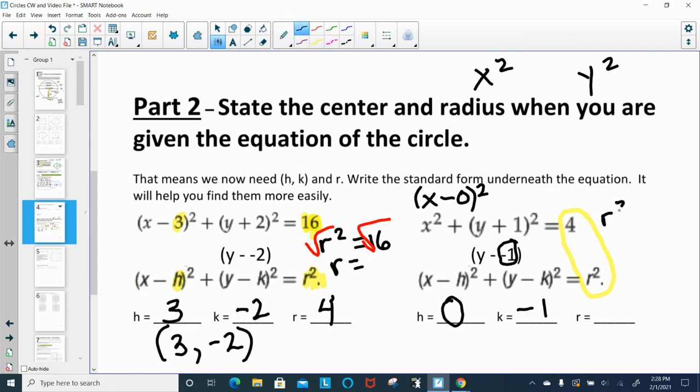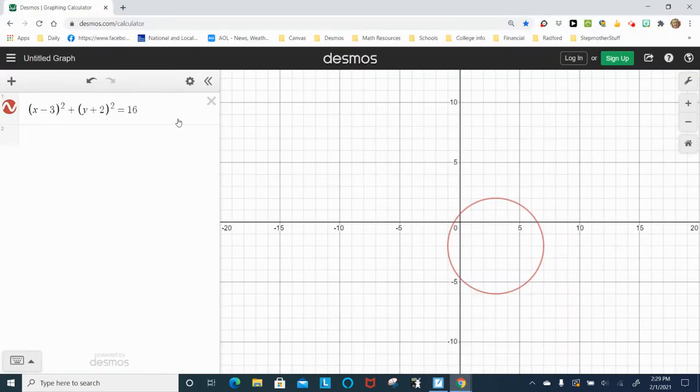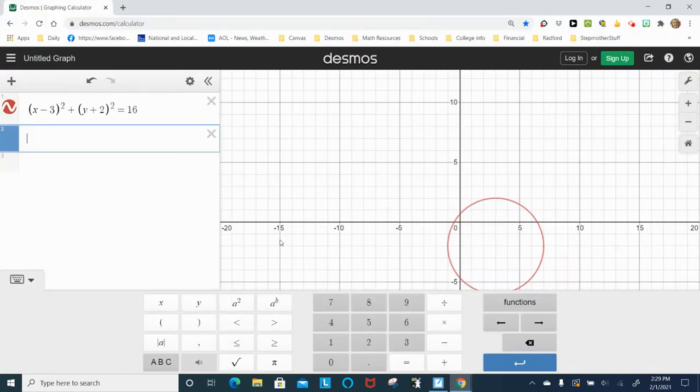Now, the last thing we have to do, r squared equals 4. So what number? Well, let's take the square root. Square root of r squared is r. Square root of 4, most of you might know that's 2. But let's take a look. How do we do that again? Square root of 4 is 2. So that is our radius.